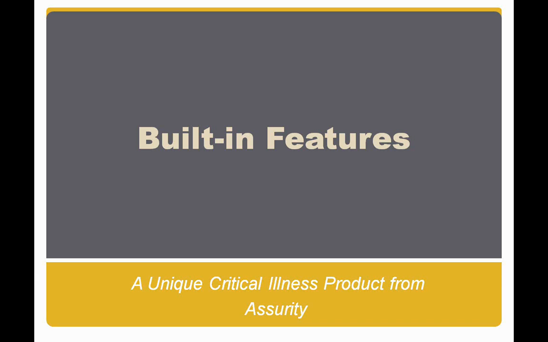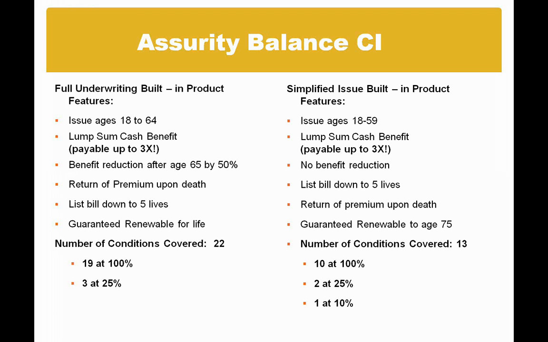So what makes this product sing, and just cover some of the built-in features. What they have is they've got 2 different products. They've got a full underwriting and a simplified issue product, depending on your choice there, and whatever is best fit for your clients. The difference is, I'm going to go over, just compare and contrast these two. The issue ages is 1. The full underwriting goes to age 64. A simplified underwriting to 59. They both have the 3 times cash benefit feature, like I talked about earlier.